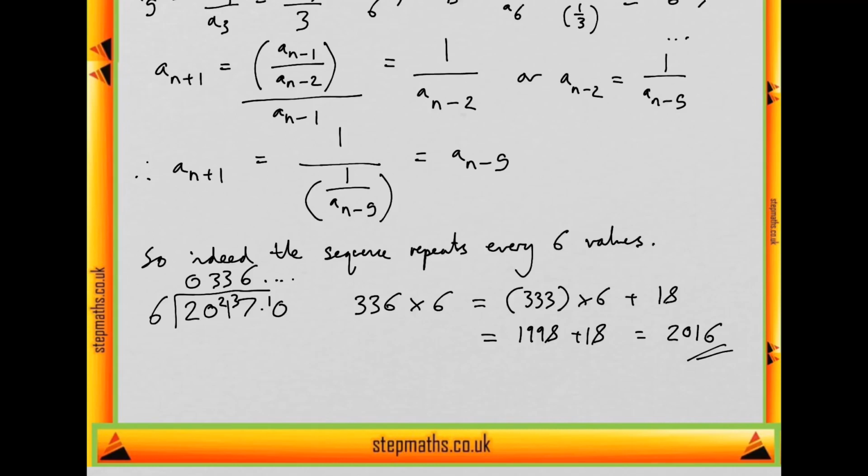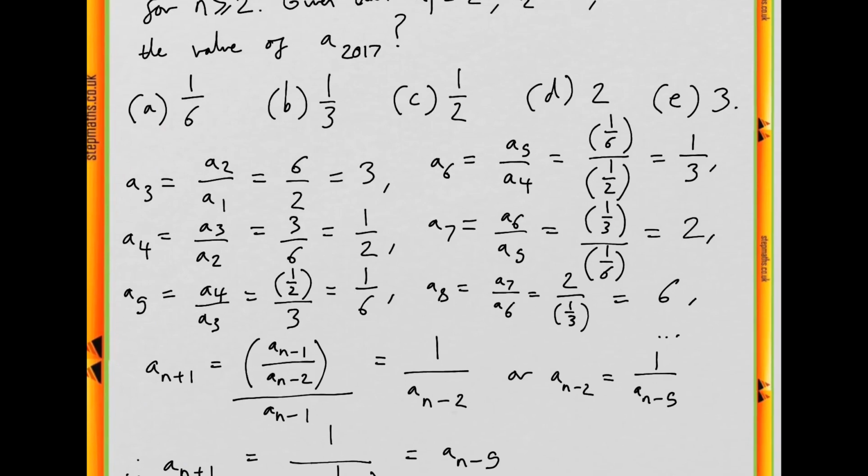So that means that whatever the 2016th term is, it needs to be the same as the 6th, the 12th, the 18th, and so on. For example, it's the same as the 6th term, which is a third. And that means that the 2017th term will be equal to the next one, the 7th term, which is just 2. So we can conclude our answer is D.